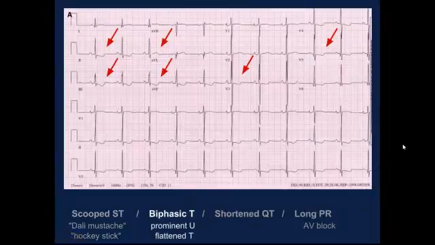Next, I just want to talk about this biphasic T wave. This is also kind of known as a prominent U wave, or you can see flattening of the T waves. I don't have an example of a shortened QT or long PR. You guys all know what to look for there. Your differential for a shortened QT is digoxin and also hypercalcemia, so just keep those in mind if you see a shortened QT segment on an EKG. And we already talked about a long PR, that's from the AV block that the digitalis causes.